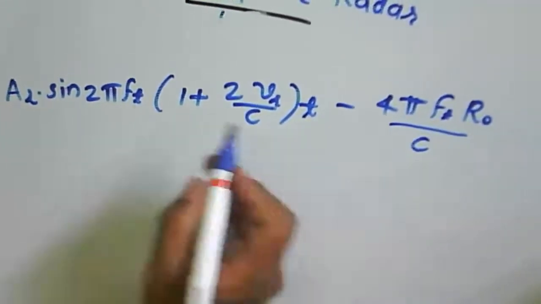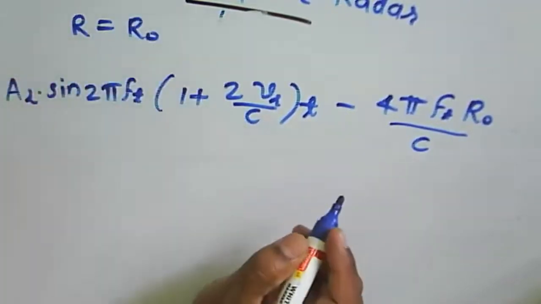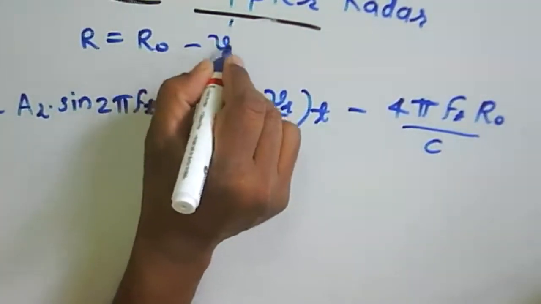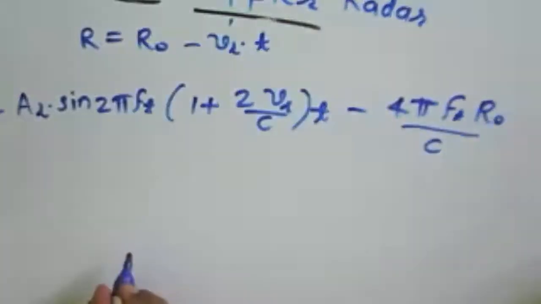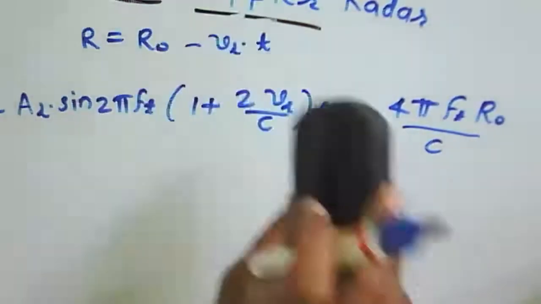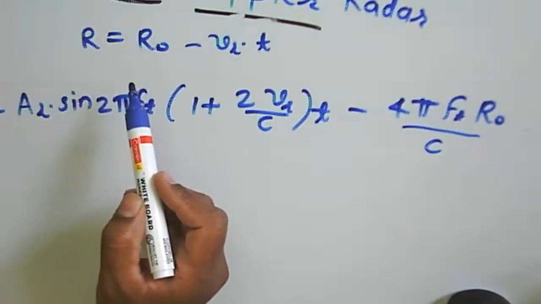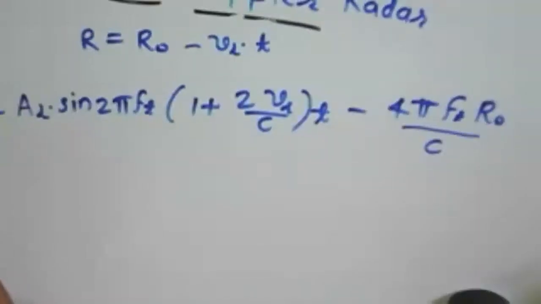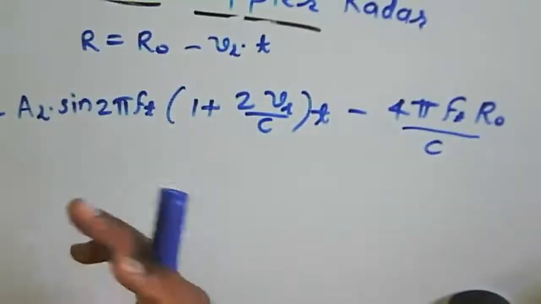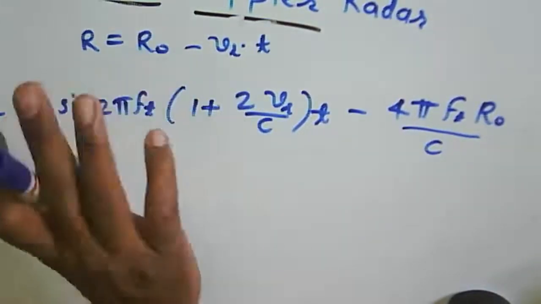Okay, so why this R0? Because we say that R changes with respect to the radial velocity. That's why R is equal to R0 minus Vr into t here. So that is your radial velocity. So R is changed. So this one is your R0. R0 is nothing but the range at the initial position. So we generally say that R is equal to C TR by 2, where TR is the twice of time.